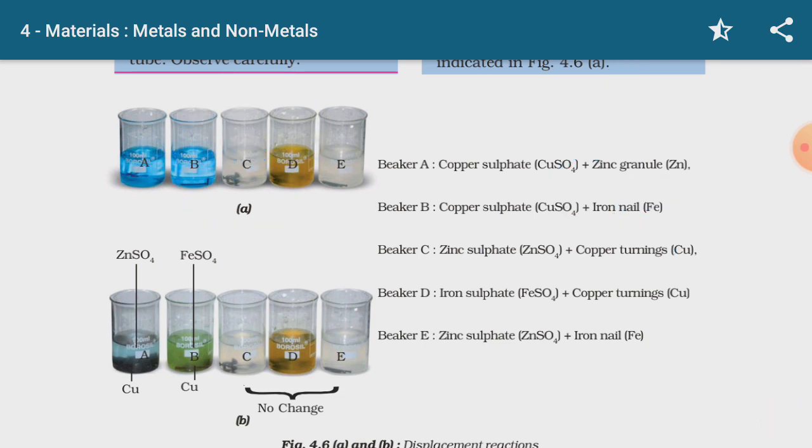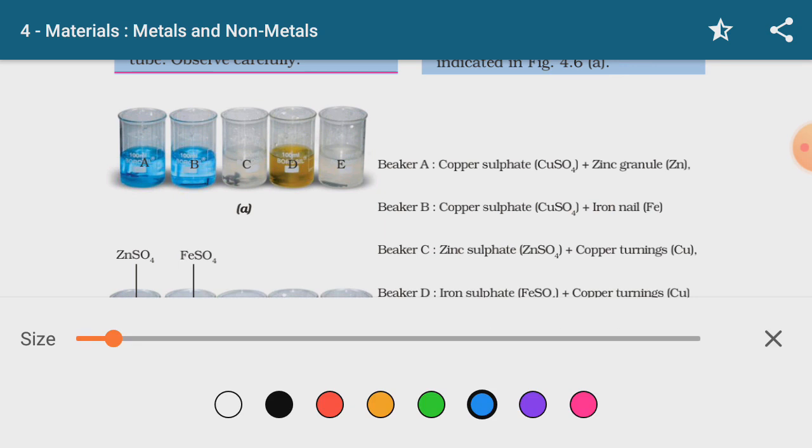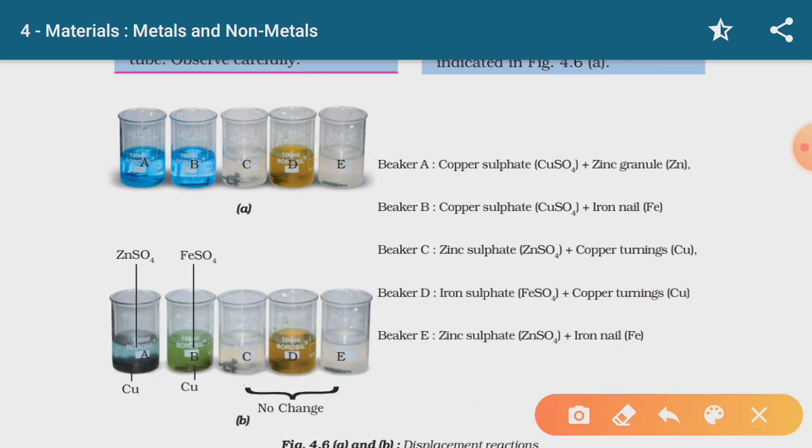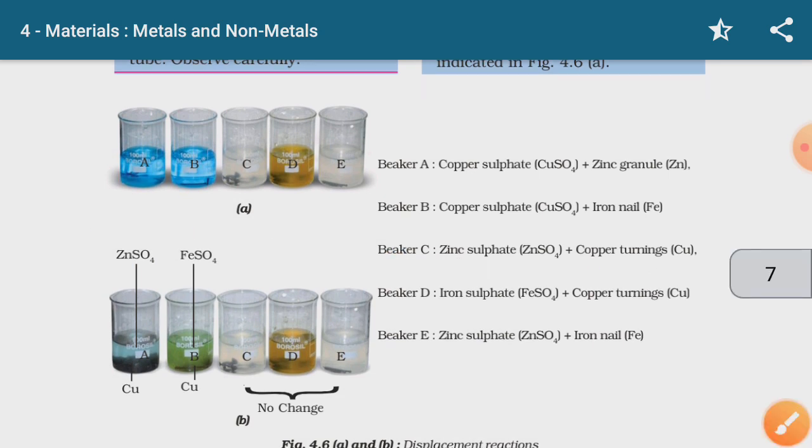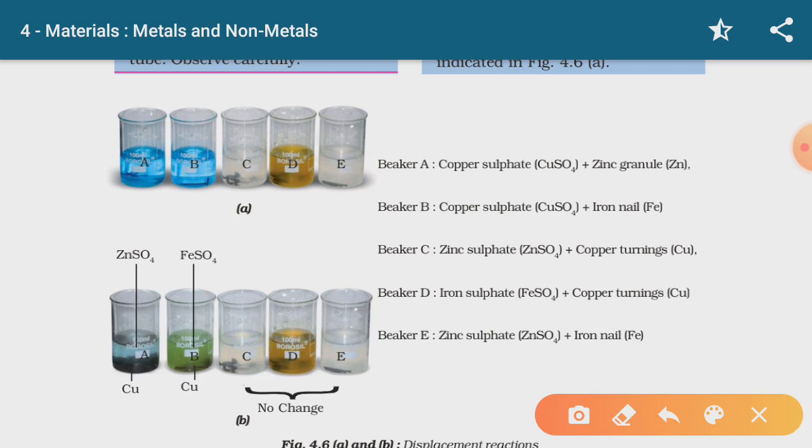Now we will study beaker C. For this you must know the reactivity series. Now see, you have got zinc sulfate solution and copper. Copper turnings, granules of copper, are there. So zinc sulfate plus copper.